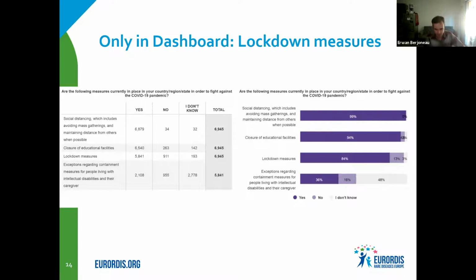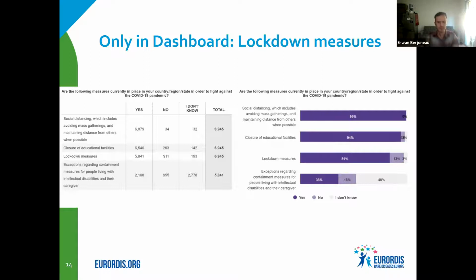So I'm going to show you here some examples of questions that are in the dashboard, but that are not displayed in the infographics. So if you want to do advocacy on the COVID crisis, it is very interesting for you to review the dashboard, as there may be some questions there that are of high interest to you, but are not presented in the infographics.